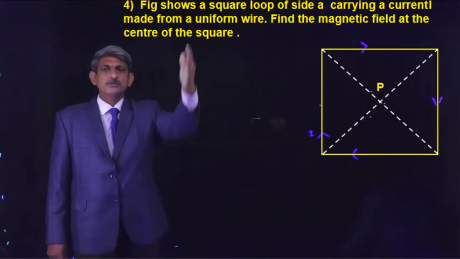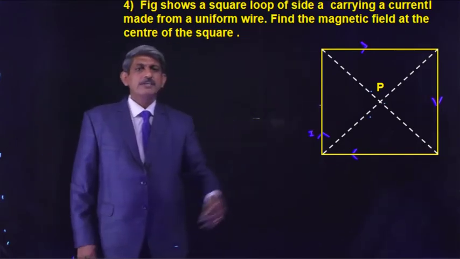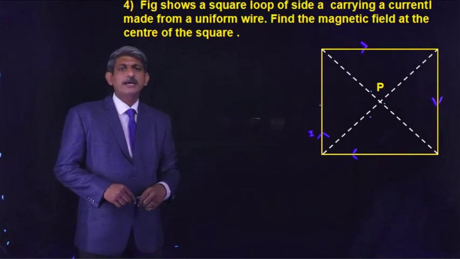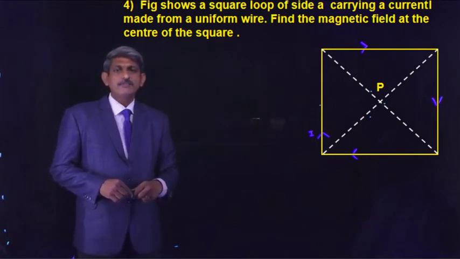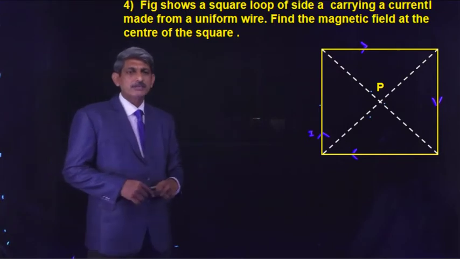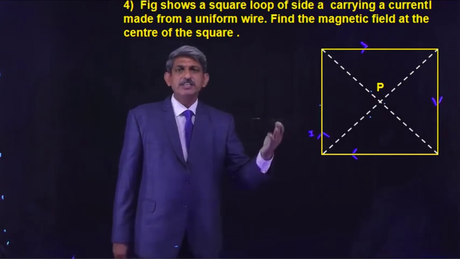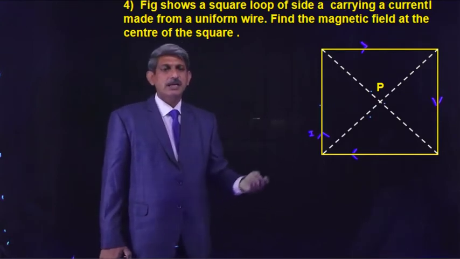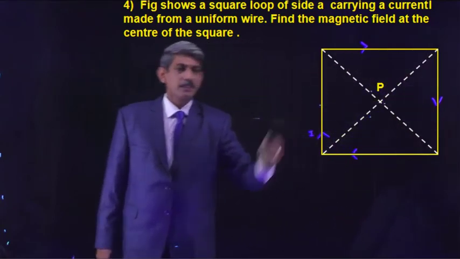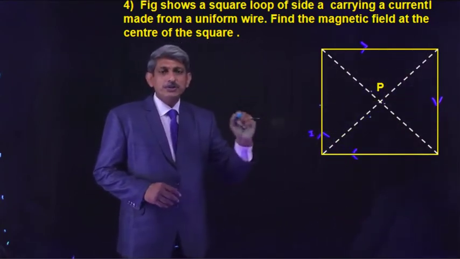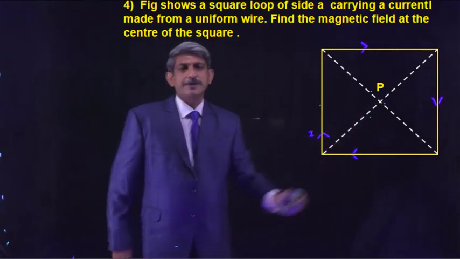Okay? So see this problem. Figure shows a square loop of side A carrying a current I made from a uniform wire. Find the magnetic field at the center of the square. Here, a square is given. You know that the square is made up of 4 sides. In all sides, the same current is passing like this. Now, due to these 4 sides, we want to find out the magnetic induction at point P.